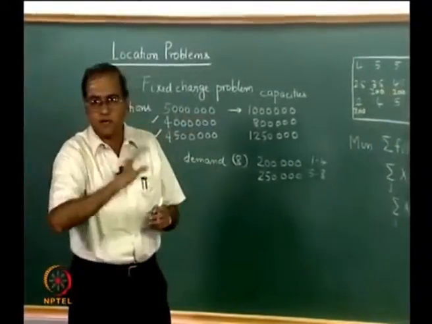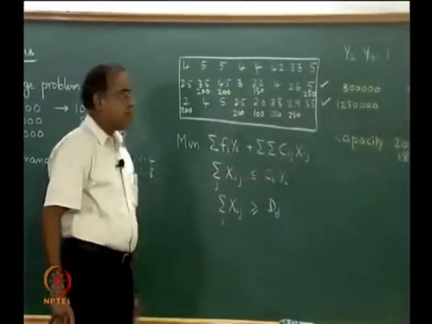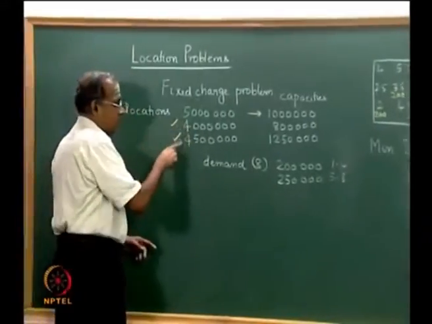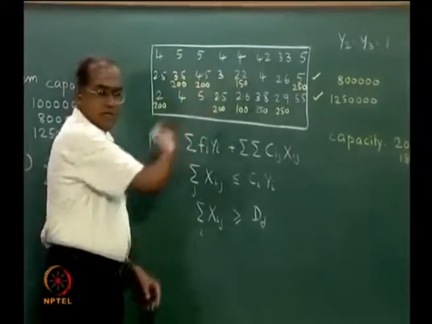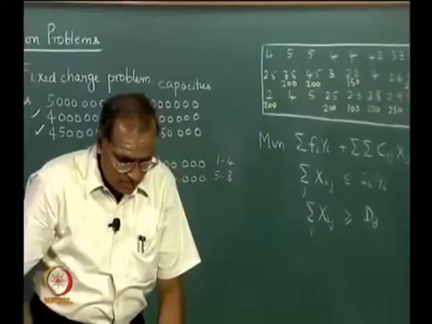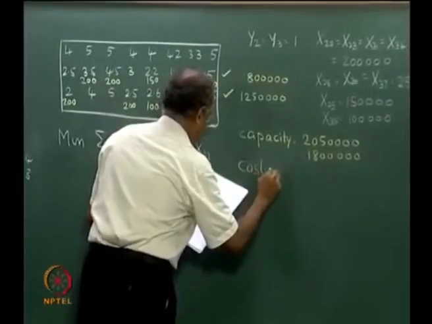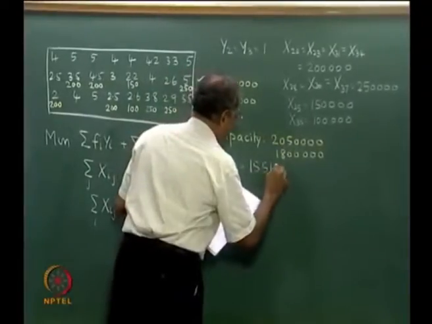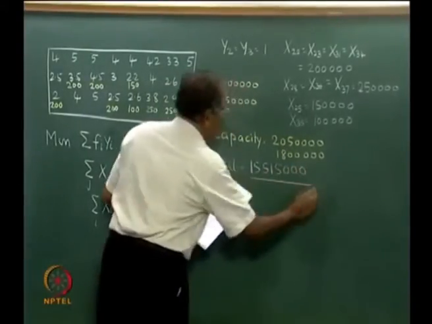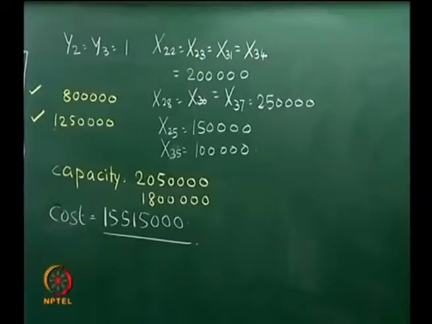So, the cost corresponding to this solution has two components. One is the fixed cost component, the other is the variable cost component. The fixed cost component is the sum of these two, which is 8.5 million. The variable cost component will be the multiplication of these, and the final value when we find out is that the total cost at the optimum is equal to 1,551,500.